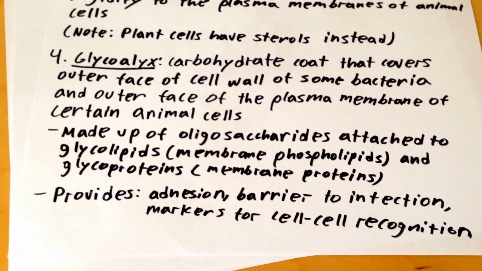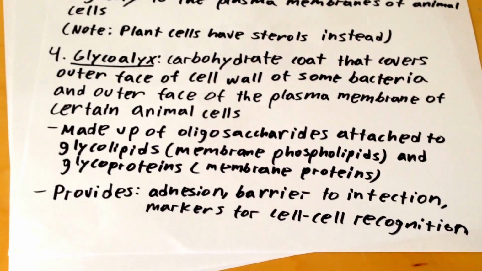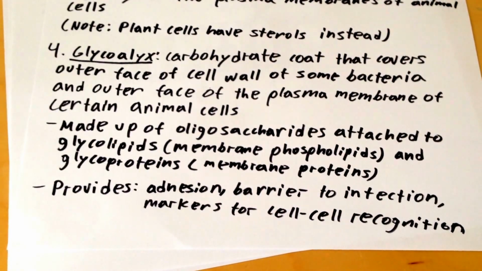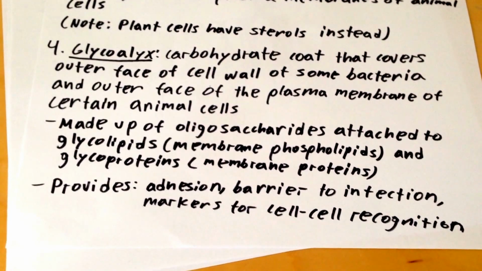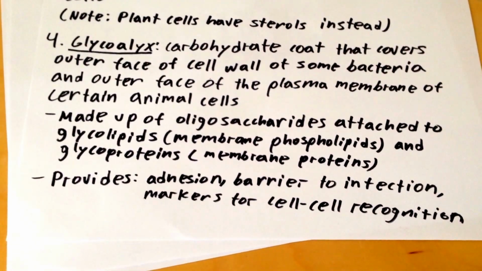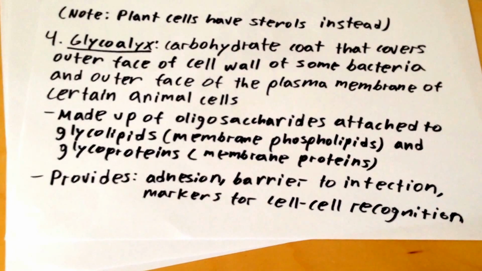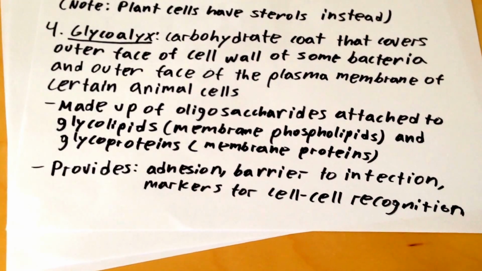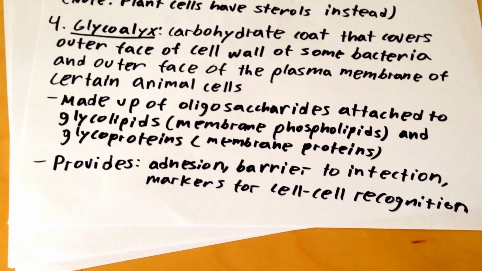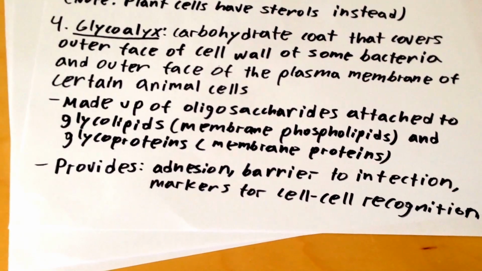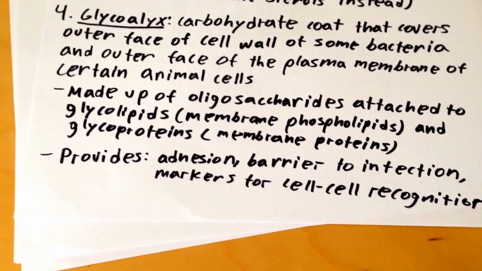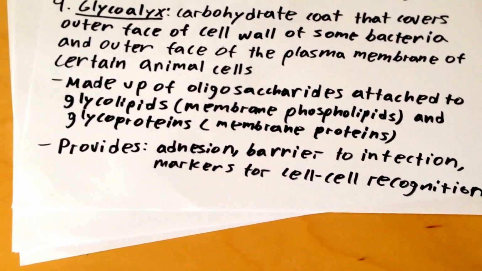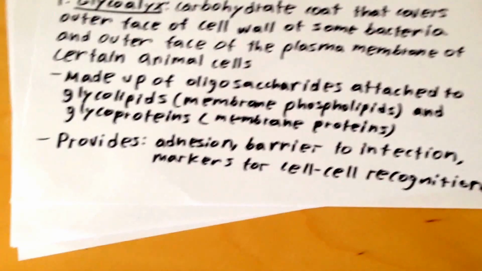And so finally, the glycocalyx. This is a carbohydrate coat. It covers the cell wall of some bacteria and the outer face of the plasma membrane of some animal cells. These are made up of oligosaccharides that are attached to glycolipids, or membrane phospholipids, and glycoproteins, which are membrane proteins. The prefix glyco, as you probably can guess, means sugar. Their function is to provide adhesion, a barrier to infection, and markers for cell-to-cell recognition.